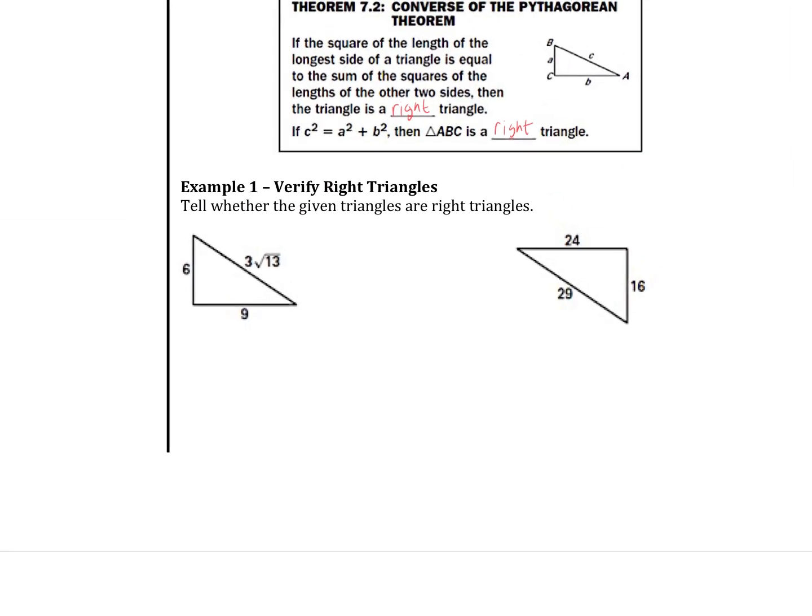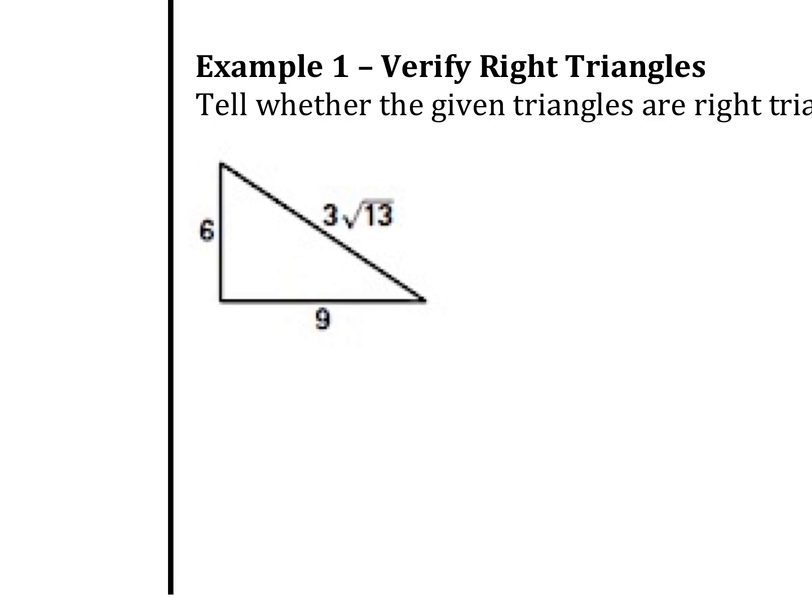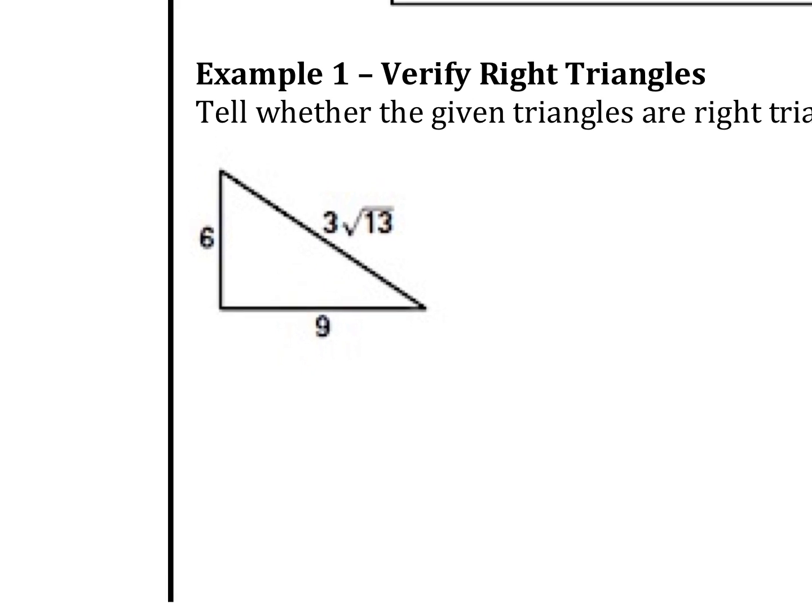Let's go ahead and do an example here. So we have verify right triangles. We're going to do one, and then you guys are going to try one on your own. So let's do this one down here. We have 6, 9, and 3 square root of 13. Which one looks like the hypotenuse? This one looks like it's across from the right angle. We don't know, but that looks like it's going to be the hypotenuse, right?